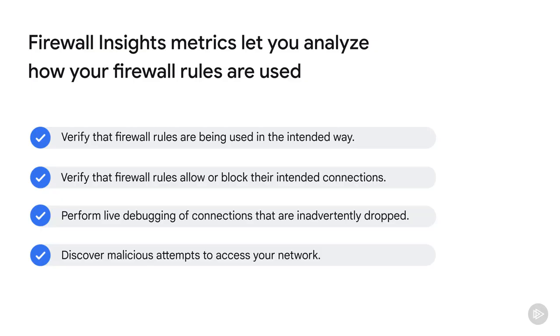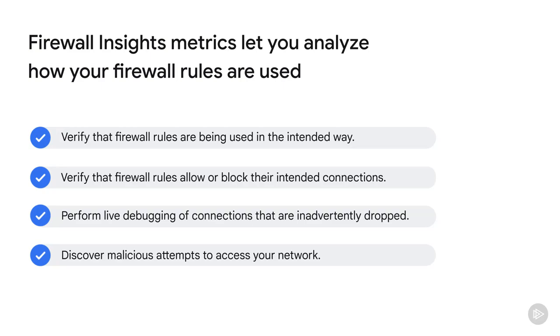Firewall Insight Metrics lets you analyze the way that your firewall rules are being used. Firewall Insight Metrics are available through Cloud Monitoring and the Google Cloud Console. Metrics are derived through firewall rules logging. With Firewall Insight Metrics, you can perform the following tasks. Verify that firewall rules are being used in the intended way. Over specified time periods, verify that firewall rules allow or block their intended connections. Perform live debugging of connections that are inadvertently dropped because of firewall rules.